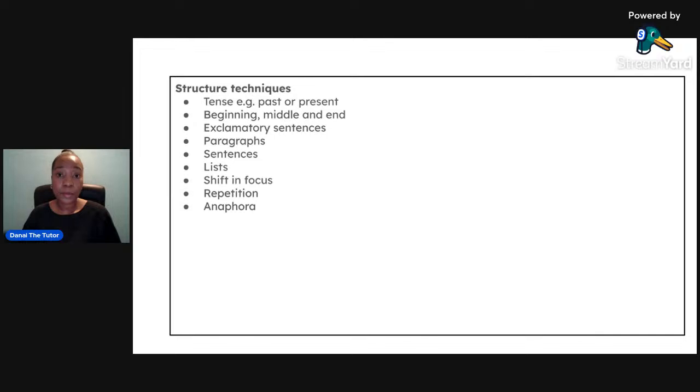Anaphora is a type of repetition where we see a writer repeat a word or phrase at the start of successive sentences. So if sentences 1, 2, and 3 begin in the same way, with the same phrase, for example, when the writer says, I want to, I want to, I want to, that's anaphora. But we'll look at those examples.